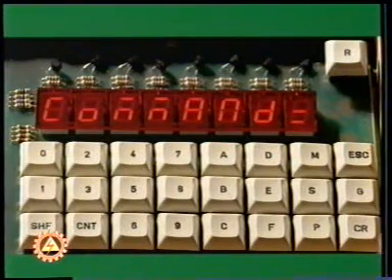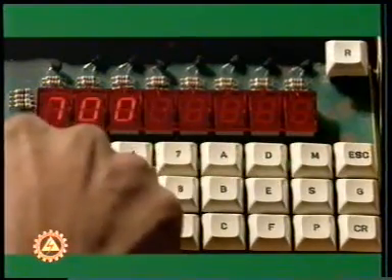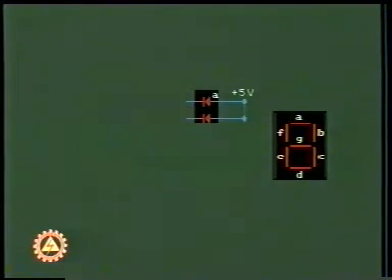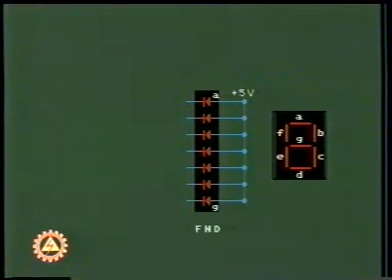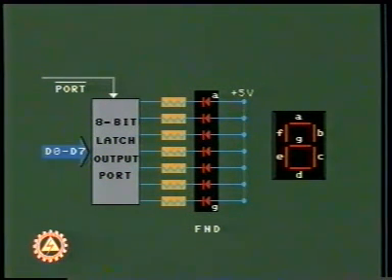In real-world applications, 7-segment LED displays are used to display information from the microprocessor. The 7 segments A to G with the font arrangement is like this. These displays are of two types, common anode and common cathode. The common anode is connected to plus 5 volts. The LED segments are connected through current limiting resistors to an output port, usually an 8-bit latch.